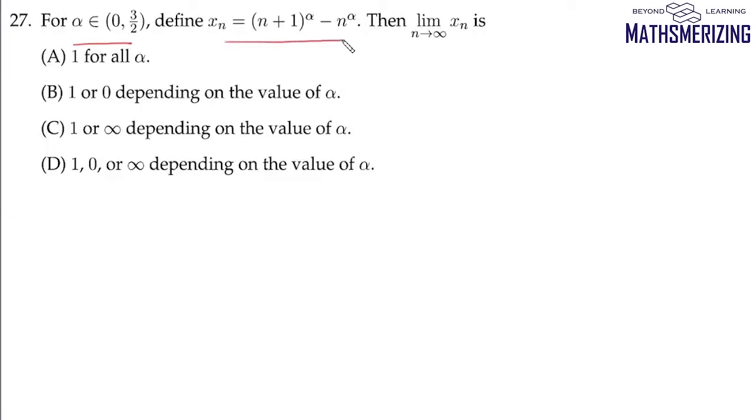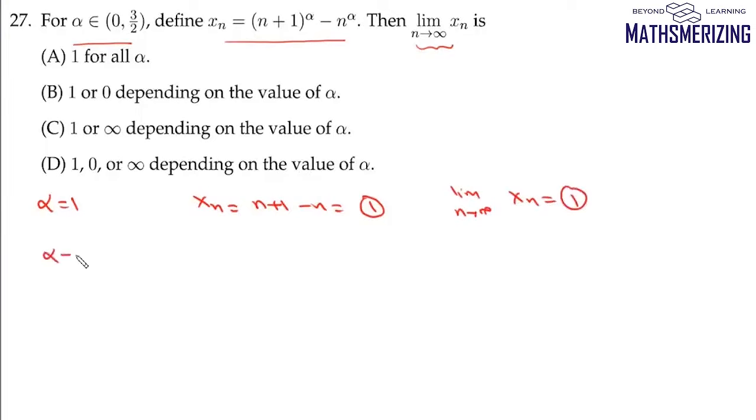n plus 1 to the power alpha minus n to the power alpha. We need to find this limit n tends to infinity xn. Now if the value of alpha is 1, then clearly in that case xn will be n plus 1 minus n, which is 1, and if we take this limit n tends to infinity, simply it'll be 1.